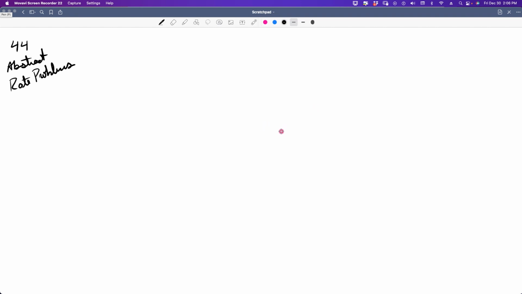We're going to talk about abstract rate problems with this lesson. And I am not going to kid you. I'm going to go ahead and tell you that these are hard and they're confusing and there's a lot of moving parts. And you really have to focus on the terminology used in the problem to figure out the right way to do it. So let's just jump in.